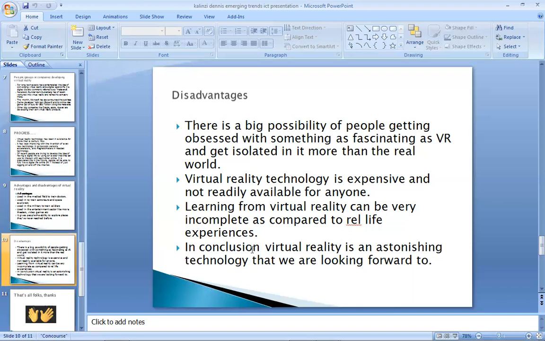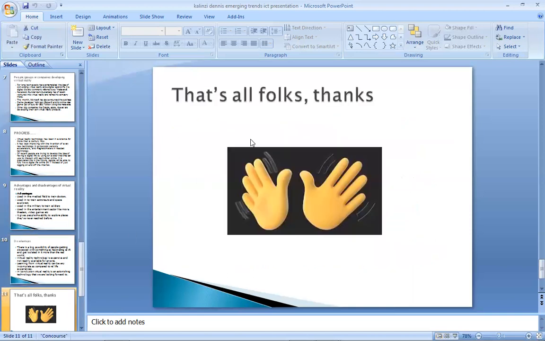In conclusion, virtual reality is a good technology that we have to look out for. It is astonishing and beautiful. So I guess the world will look out for this technology because it is good. I've read about it and I am already in love with it. I like it. So that's all, sir.